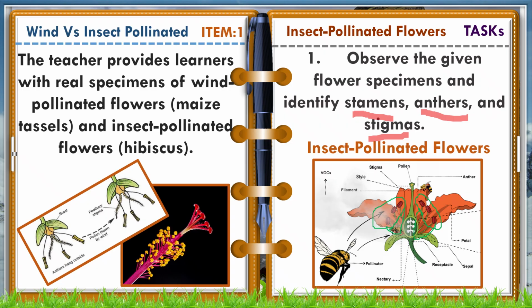Then the stigma is this part here. It is part of the female part of the plant. The stigma is attached to the style, and the style is attached to the ovary.